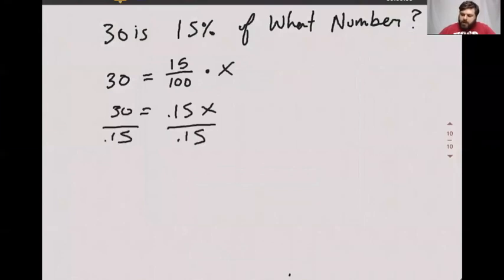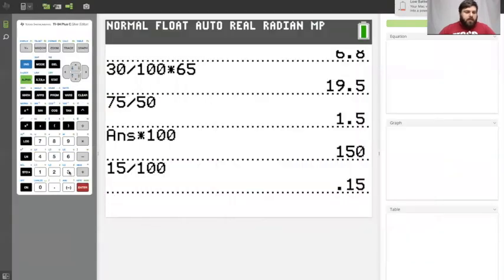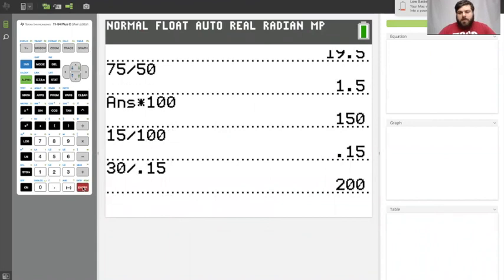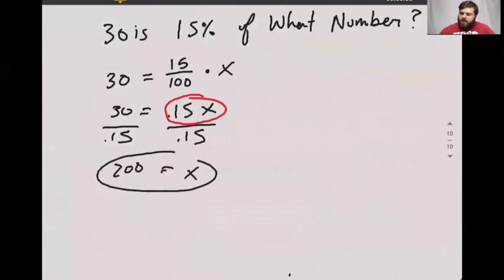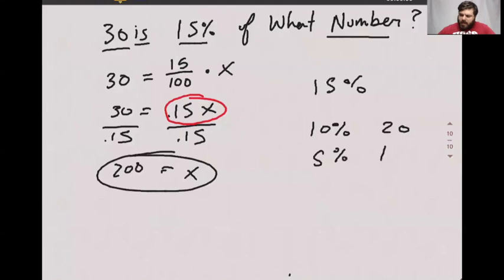Since it's multiplication here, right? Since we're multiplying here, we do the opposite, which is division. So just 30 divided by 0.15. Okay, 30 divided by 0.15 gives me 200. So x is 200. Now, does that number make sense? 30 is 15% of 200. Well, 15%, that's another easy one, right? 10% of 200 is 20. 5% is 10. So yeah, 15% is going to be 30. So that makes sense.